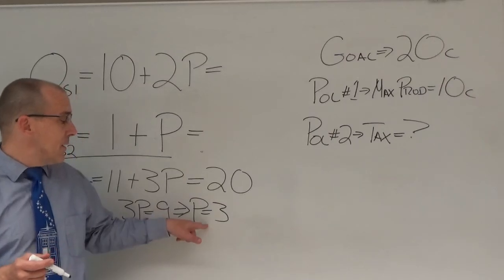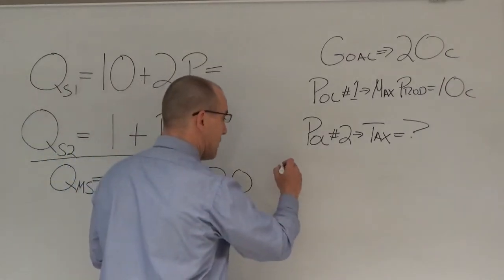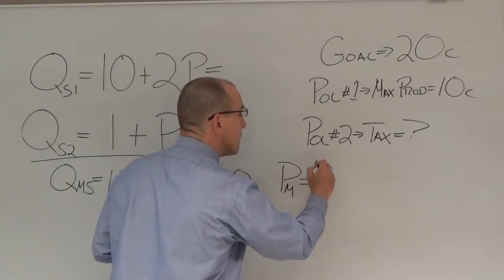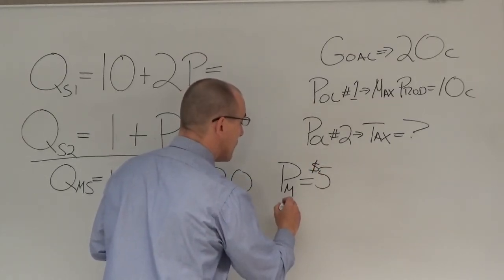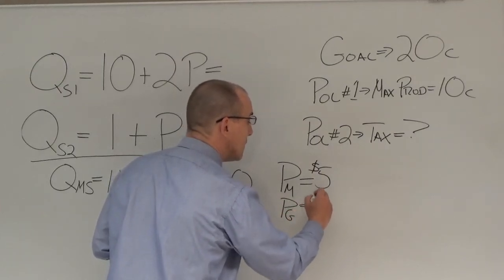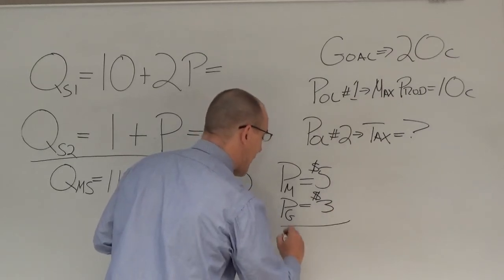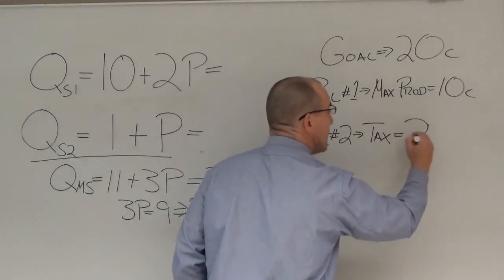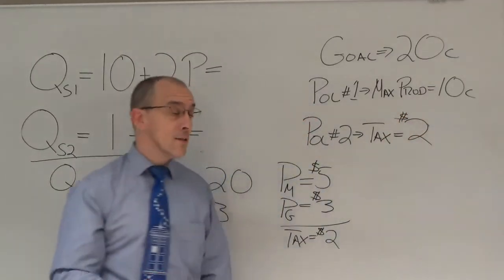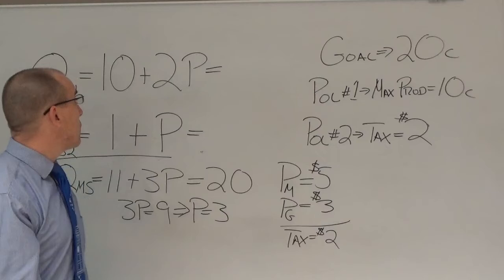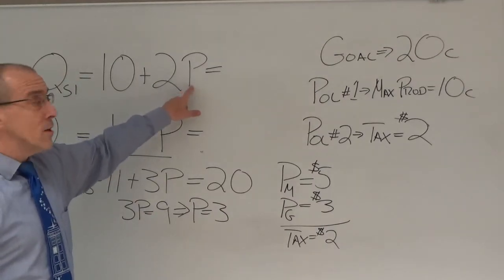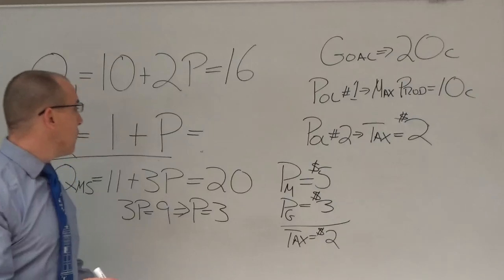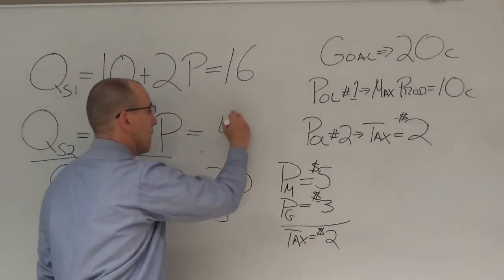So how much should the tax be? Well, if the companies need to take home 3, if our current market price in the market is $5, and the price that will get us to the goal is $3, well then the tax should equal $2. So the idea is a $2 tax here will get us to our goal of 20. And we can demonstrate that. For company number 1, if they're being paid $3, they will make 6 plus 10 more, that's 16. Company number 2 will make 3 plus 1 more, that is 4.